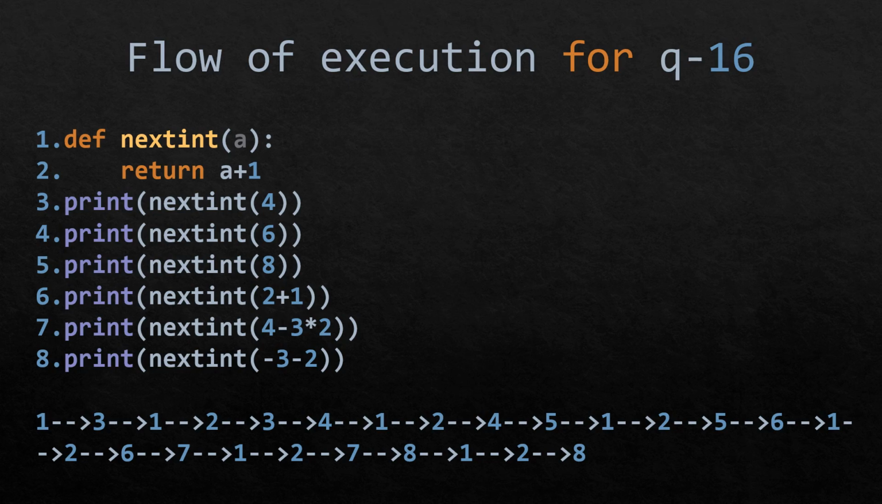Here in line number 4, the same function is called again. So it will go to the function definition part, which is lines 1 and 2. In line number 2, the return statement is there, so it will return to the place where the function was called. So it will again go to line number 4. Then line number 5, then 1, 2, and again go to line number 5. Then line number 6, 1, 2, and again go to line number 6. Like this, it will continue.